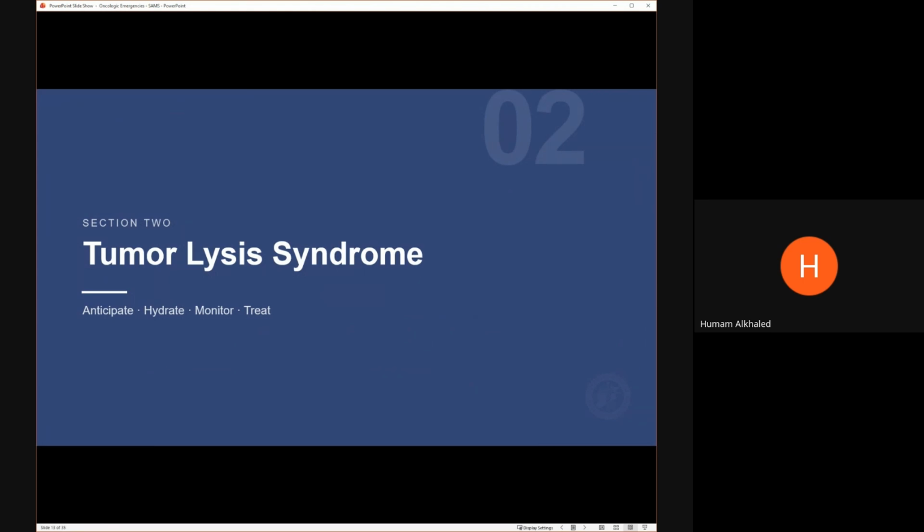Moving on to tumor lysis syndrome, this is our second oncologic emergency that we see. And it's actually very common, especially in malignant hematology. And TLS is actually way easier to prevent than treat. So recognizing these patients early enough is key in treating or preventing tumor lysis syndrome.